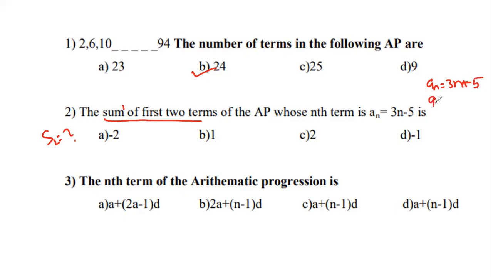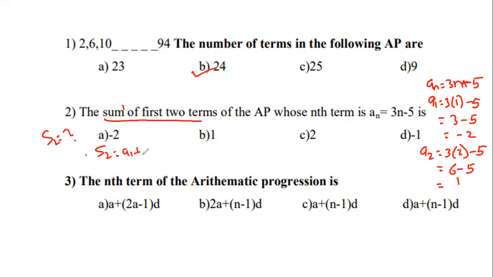Find a1, which is equal to 3 into 1 minus 5. 3 ones are 3, minus 5 is equal to minus 2. Find a2. a2 is equal to 3 into 2 minus 5. 3 twos are 6, minus 5 is 1. Now substitute here: S2 is equal to a1 plus a2. a1 is minus 2 plus a2 is 1, which is equal to minus 1. So which option is right? Option D is correct.